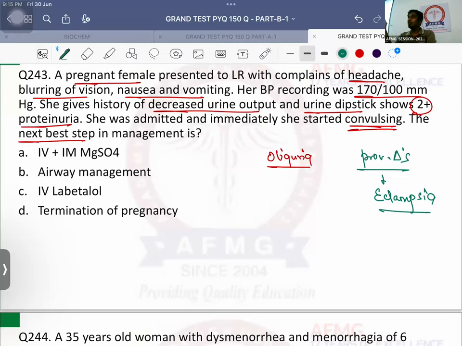Matlab kabhi bhi eclampsia ho sakta hai. But as soon as they mention GTCS, convulsions, my diagnosis becomes eclampsia. Okay? So now she has progressed immediately from pre-eclampsia into eclampsia. Now important is, what is the drug of choice for eclampsia? MgSO4. Which regime? Pritchard's regime. IV plus IM regime. What is the treatment or management of choice now?